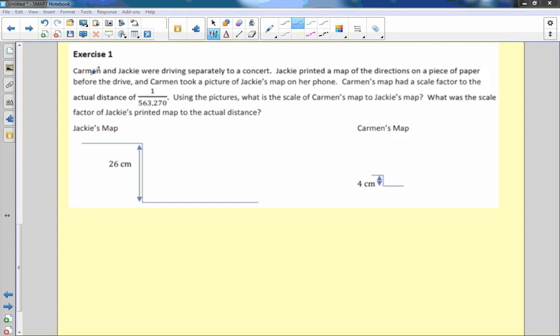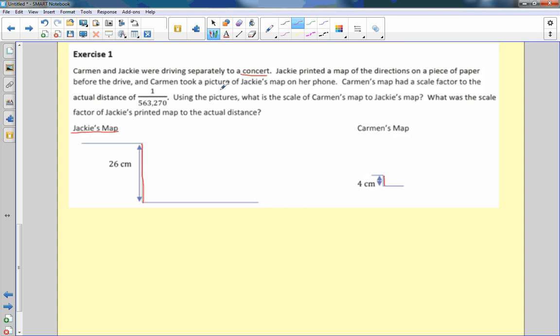So it says Carmen and Jackie were driving separately to a concert. Jackie printed a map of the directions on a piece of paper before driving. So this is Jackie's map here that they printed. He printed a map, or she. 26 centimeters from here to here. And then Carmen took a picture of Jackie's map on her phone. So this is a photo on a phone, and that distance here is 4 centimeters. So we're comparing these two.